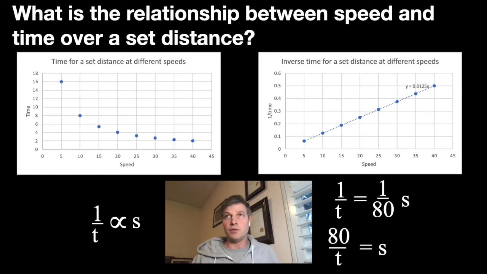Now, 80 is my constant of proportionality here, and one of my constant variables in this experiment was the distance, and the distance was 80. So clearly my graph is telling me that my constant was correct, and that the constant in this relationship is the distance. So I can now rewrite this as distance over time is equal to speed, and we know that speed equals distance over time. So I've just confirmed this graphically and experimentally.